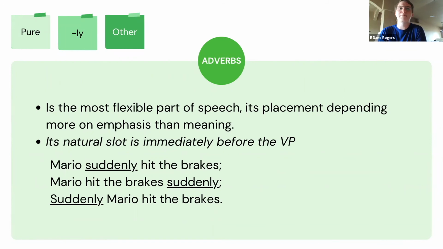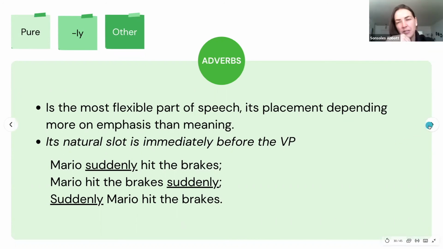But if I say Mario hit the brakes suddenly, then the speed with which he hit those brakes is my emphasis, because in English, we pack the emphasis onto the end of the sentence. Whereas here, I say suddenly Mario hit the brakes. Suddenly is actually brought down a notch. It's not as emphatic. Suddenly Mario hit the brakes. Hitting the brakes is the emphasis here. And I don't want to detract from it with a very loud word like suddenly.